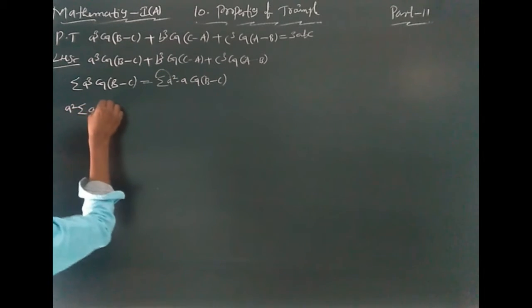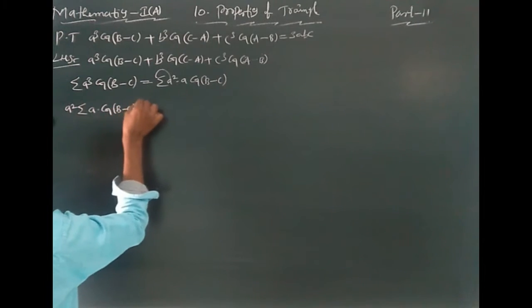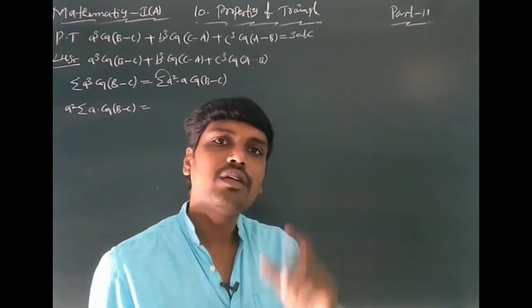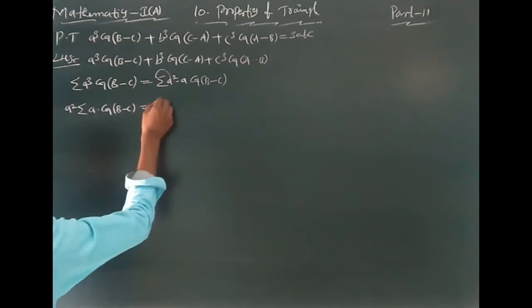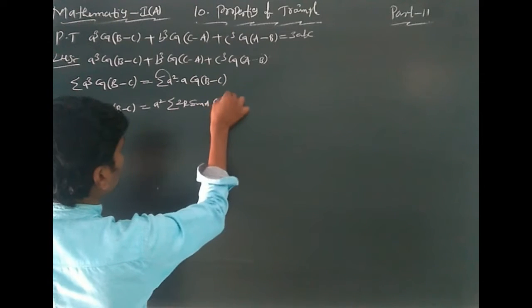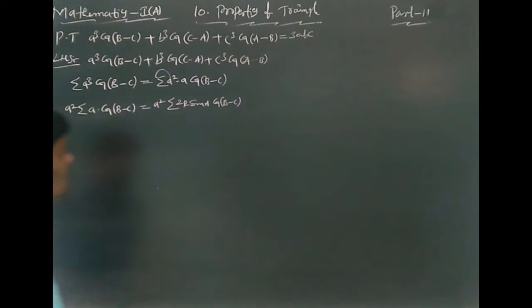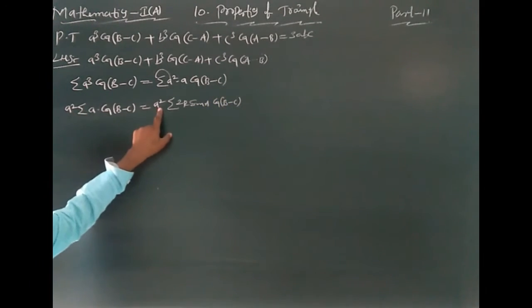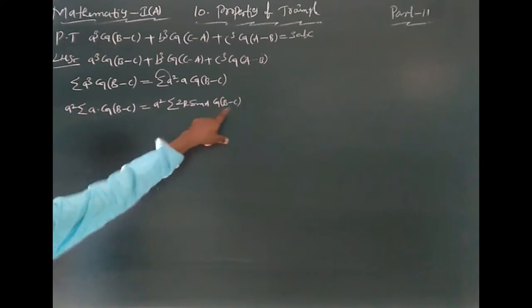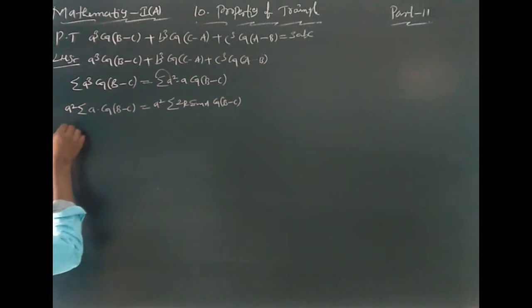Summation of a into cos of b minus c. By the sine rule, what is the formula of a? A is equal to 2r sine a. That's why you can write a square into summation of 2r sine a into cos of b minus c. Here a square is common, and the summation of 2r can also be common.